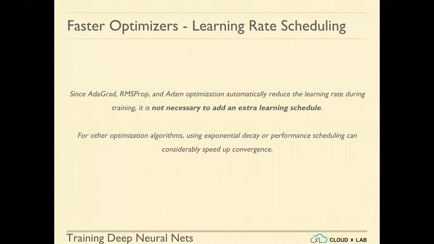For other optimization algorithms, say plain momentum optimization, not using AdaGrad, Adam, or RMSprop, if we are just using the standard momentum optimization, then we can think of using the exponential decay. That will basically stop it from diverging.